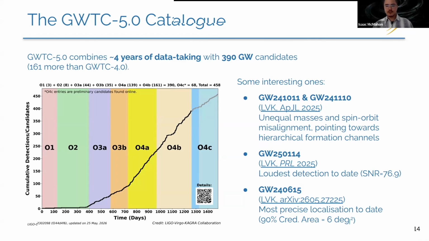Additionally, the event GW240615 had the most precise localization area to date. This had a 90% credible area of 6 square degrees. Now, this is important because for cosmology, we like our events to have better localization from the gravitational wave signal, because then we can constrain the event to a smaller volume and therefore a smaller number of galaxies in our galaxy catalog to get a more precise measurement.